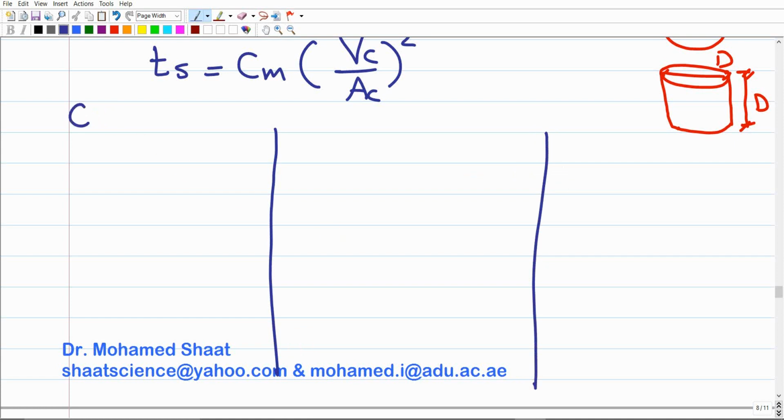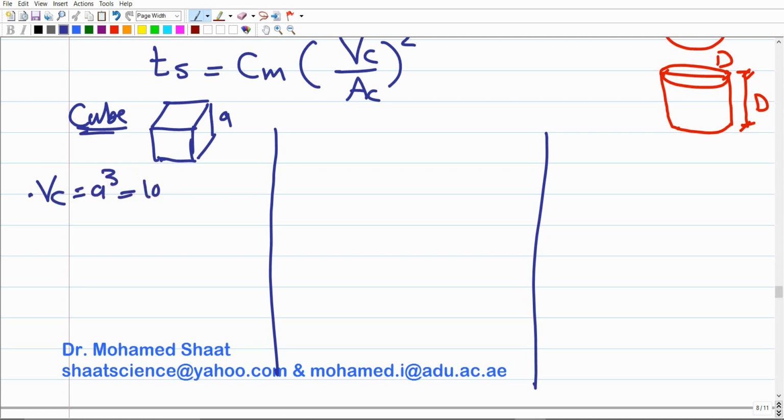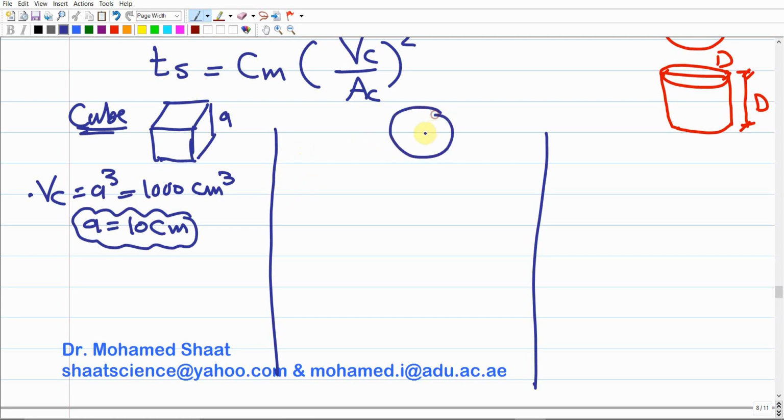Here we're going to work on the cube, a cubic shape with a side edge A. So the volume of the casting will definitely be A cubed, which is already given as 1000 centimeter cubed. So we're going to conclude that A is 10 centimeter. Very simple. Make sense?